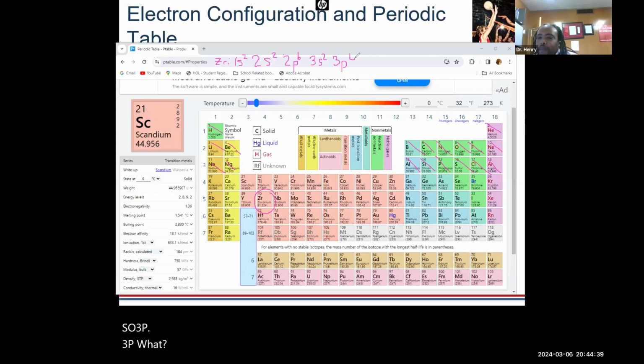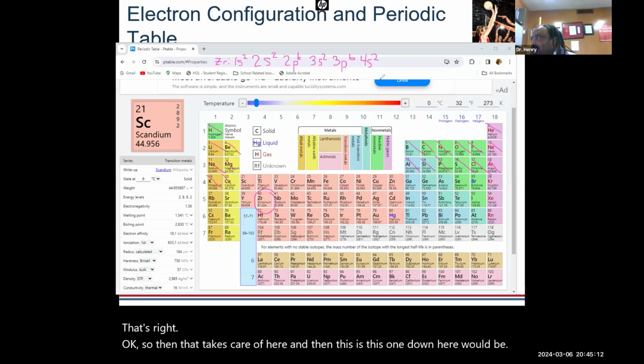If it's full, how many can the p orbital hold? 2. P, not the s. Oh, wait, 6. 6, that's right. So 6, since it's full. Oh, yeah. I don't know why I was thinking 1 for some reason. Okay, so yeah, 3p6. And then after that, would it be 4s2? That's right. Okay, so then that takes care of here. And then this one down here would be, is it 3d10? That's right, 3d10.